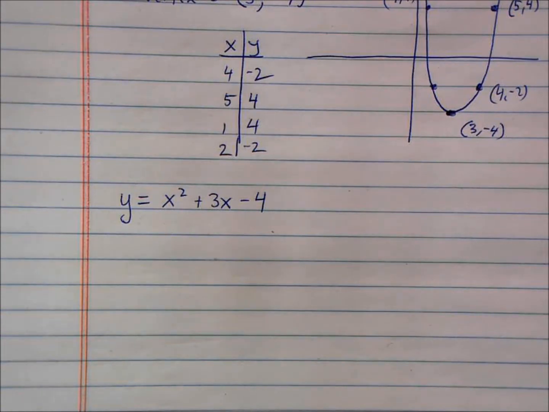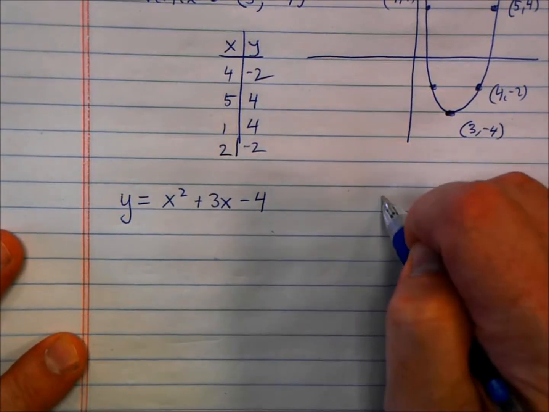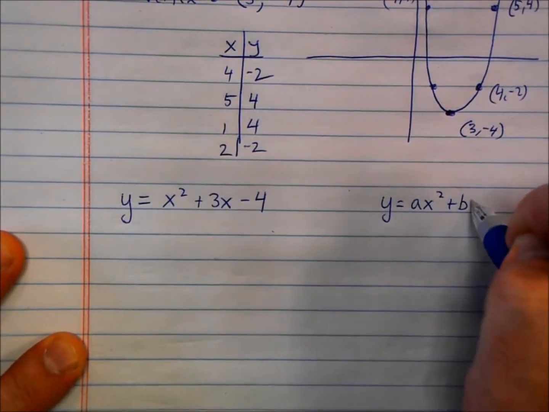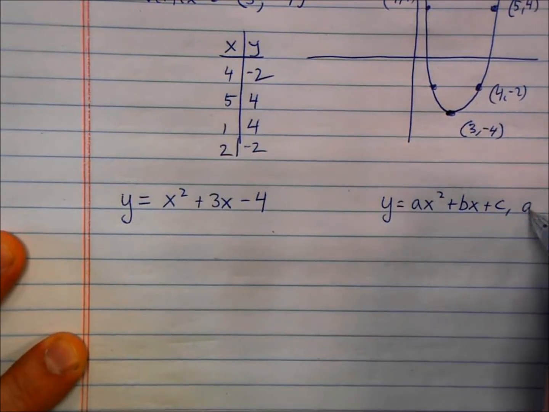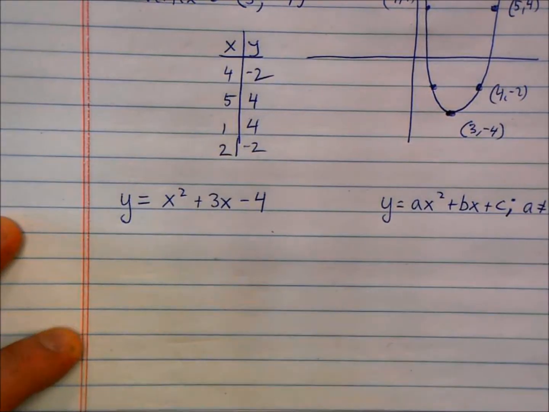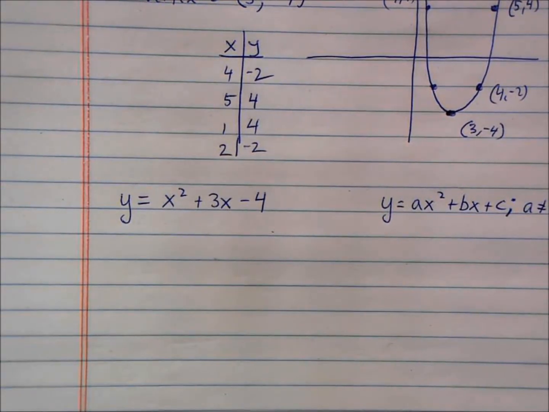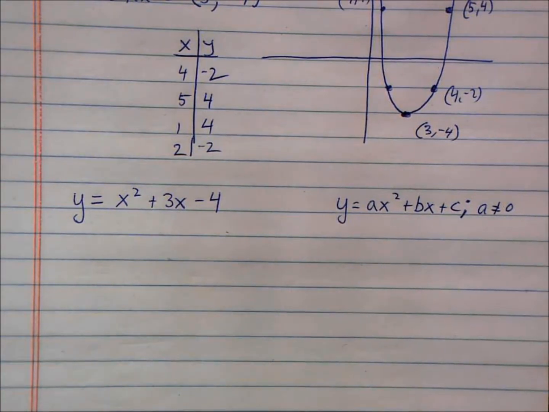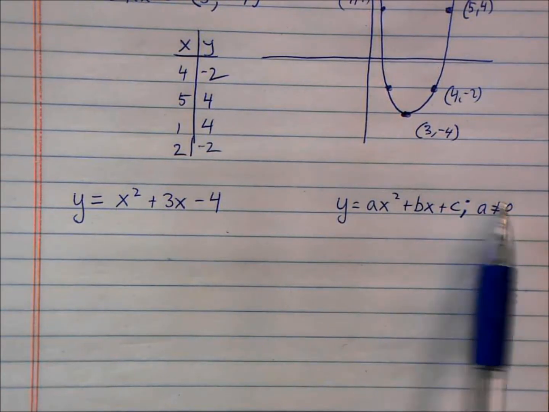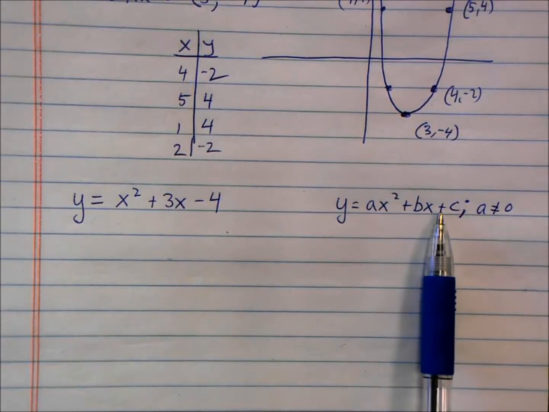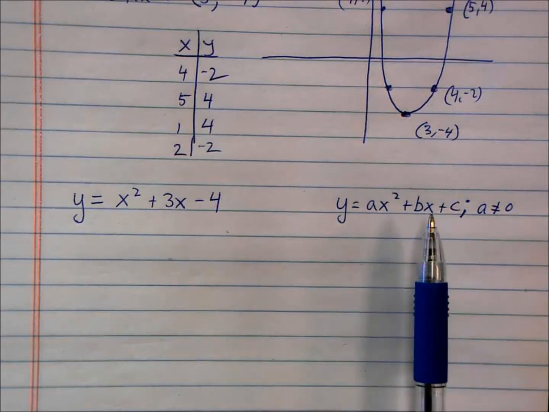That's called standard form. So standard form, your equation will look like y equals ax squared plus bx plus c, where a is not the number 0. And we talked about this the other day. How come a cannot be the number 0? Well, what happens if a is the number 0? What's 0 times x squared? 0, so I'm left with bx plus c, and bx plus c would be a line. It would be a linear function.